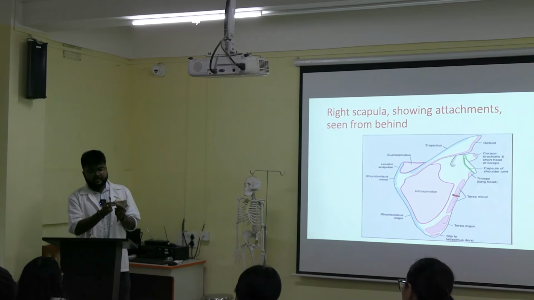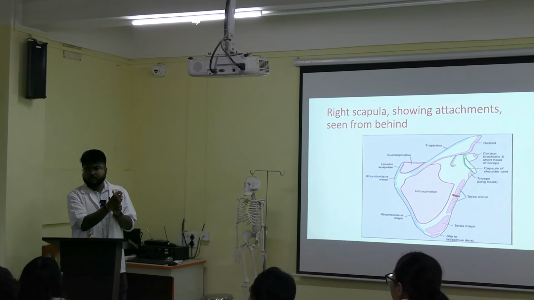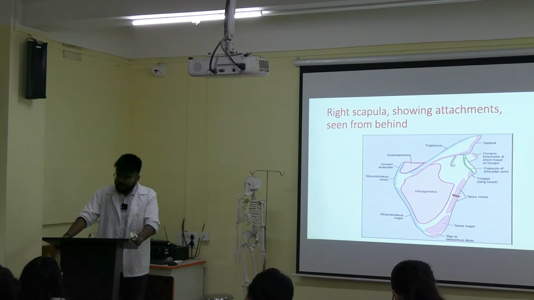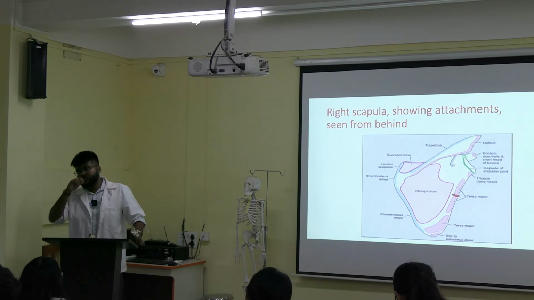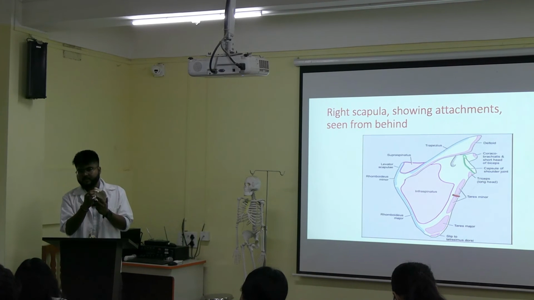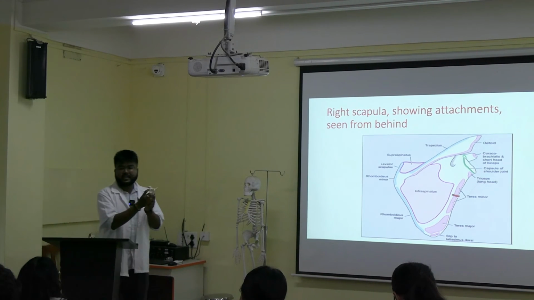Here, at the tip of the coracoid process, there are two muscle attachments. One is your coracobrachialis, another one is the short head of the biceps. Another is the pectoralis minor muscle, attached mainly to the superior surface here. Okay, superior surface.